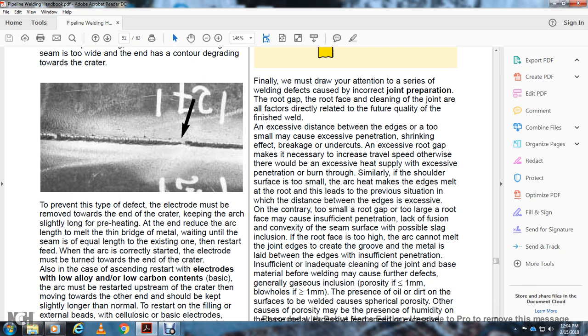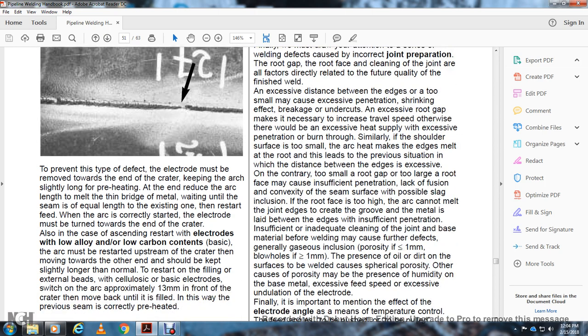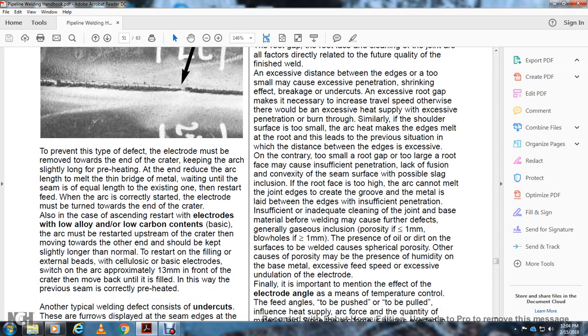Well, they may cause further defects, generally gaseous inclusion and porosity: bore holes of less than 1 millimeter or greater than 1 millimeter. The presence of oil and dirt on the surface of the weld causes cylindrical porosity. Other causes of porosity may be humidity of the base metal, excessive speed, and excessive undulation of the electrode.